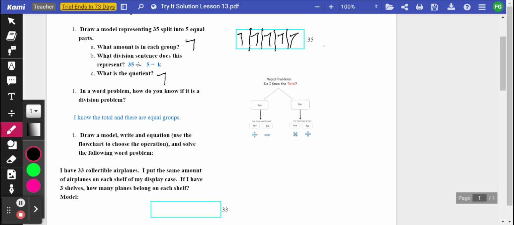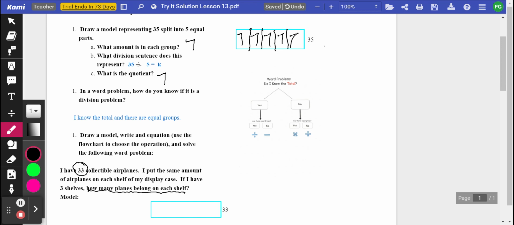Here it is. So it says I have 33 collectible airplanes. I put the same amount of airplanes on each shelf of my display case. If I have 3 shelves, how many planes belong on each shelf? So here I'm going to underline my question. How many planes belong on each shelf? Okay, I'm going to circle my important information. I have 33 total, right? That's all the airplanes there are.